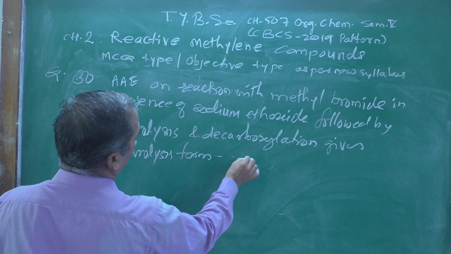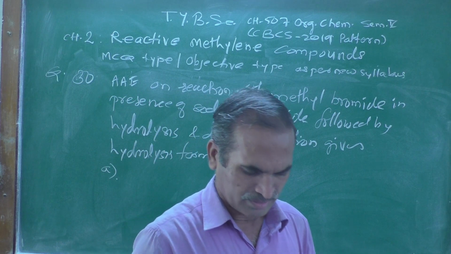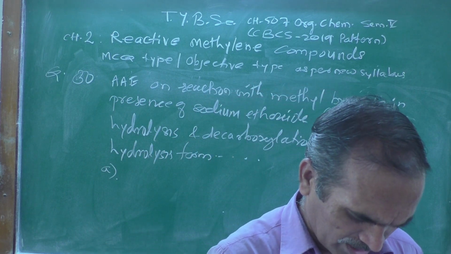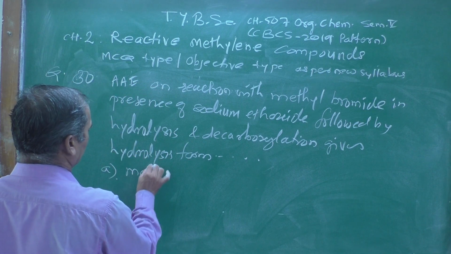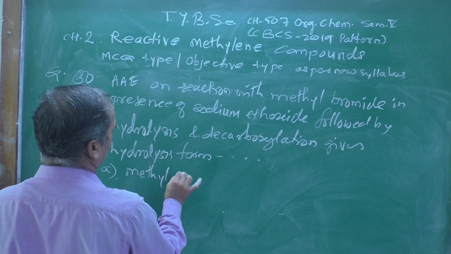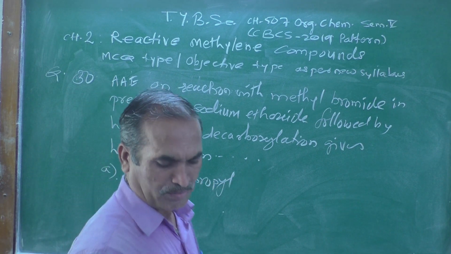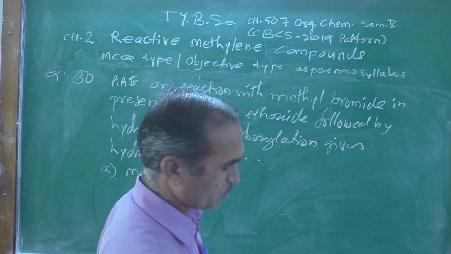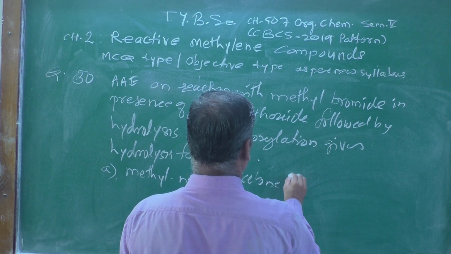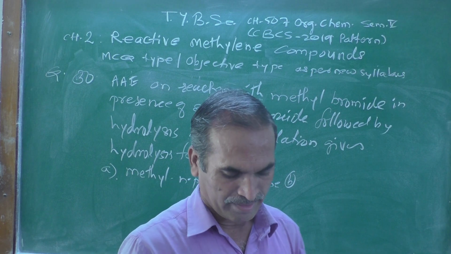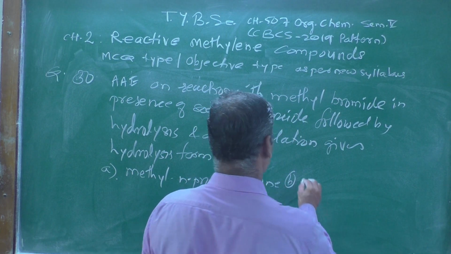gives dash dash. Option A would be methyl N-propyl ketone. B would be dimethyl ketone.